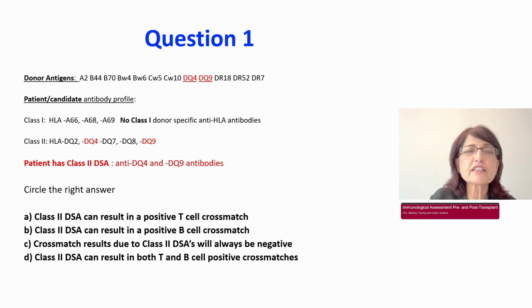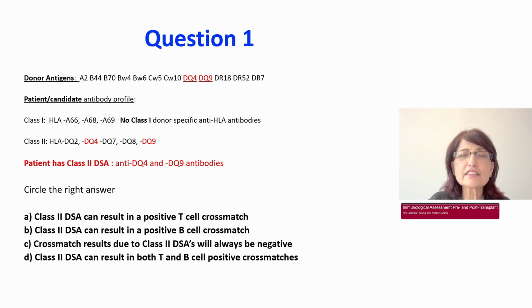A patient, these are the patient's donor antigens. Patient has no class 1 antibodies. The patient has class 2 antibodies, DQ4. Can you click the answer? Is the class 2 DSA can result in positive T cell, class 2 DSA can result in positive B cell, cross matches due to class 2 DSAs will always be negative, or class 2 DSA can result in both T and B cell positive cross matches.